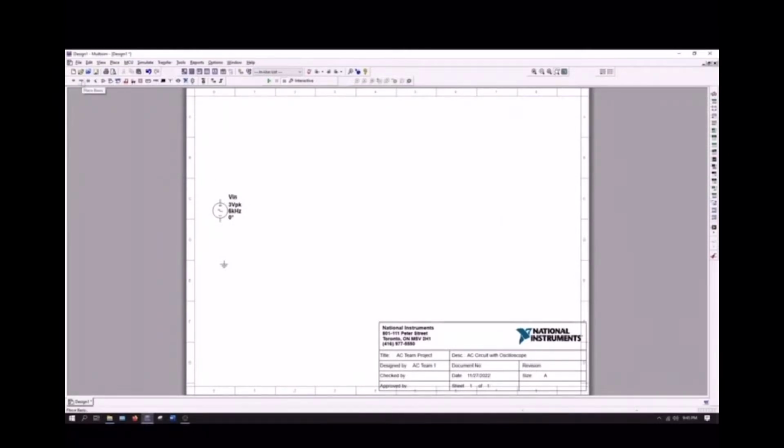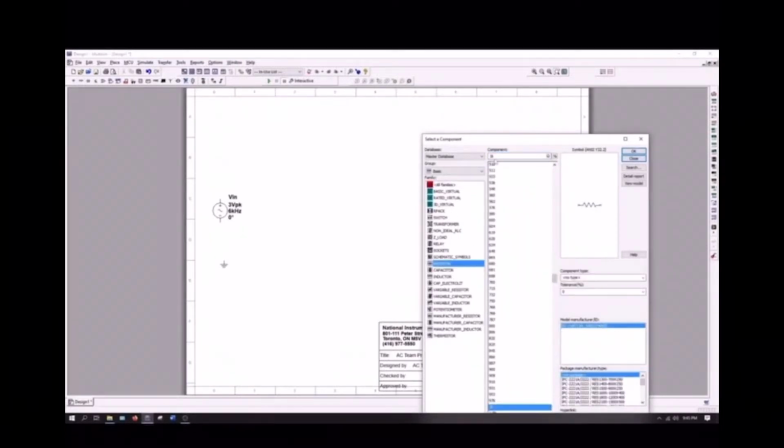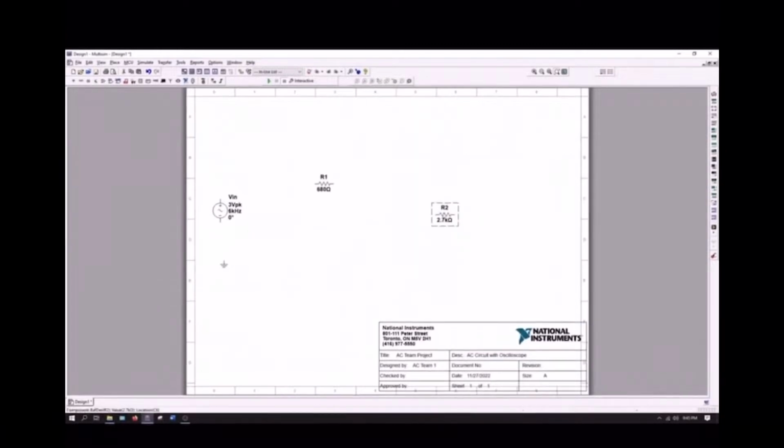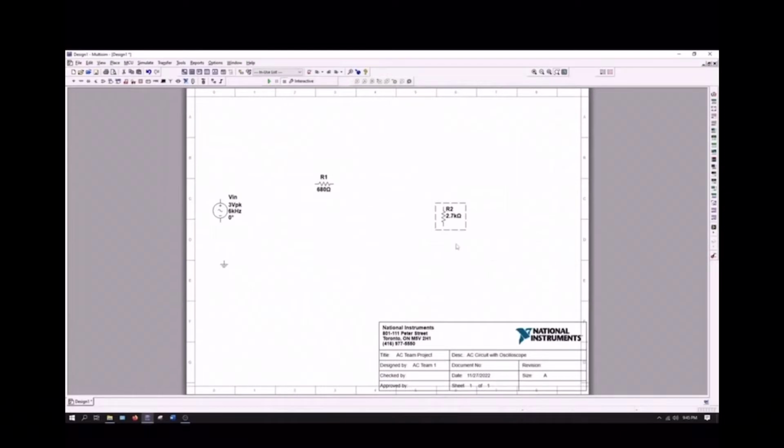All right, now we're going to go to Place Basic, and we're going to go down to Resistor. And you can just type in for R1, it's going to be 680 ohms, and place it in your circuit. And then we're going to do 2.7 kilo ohms and place that as well. And hit close. And then you can just rotate 90 degrees your R2, because we're going to be putting these in series.